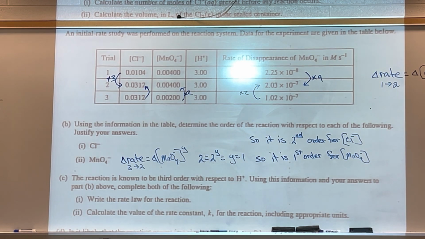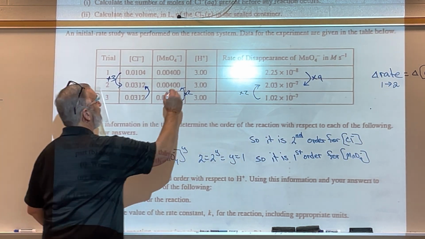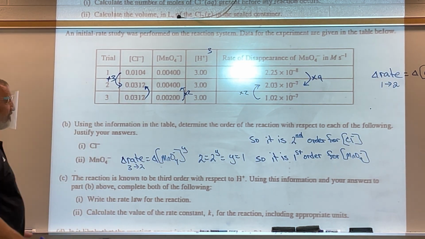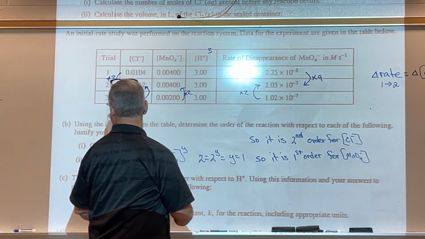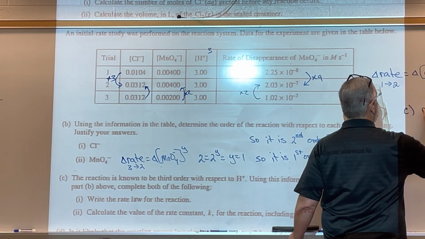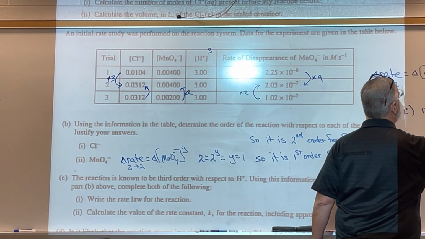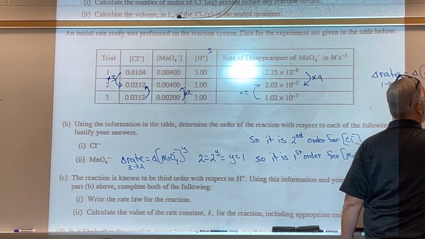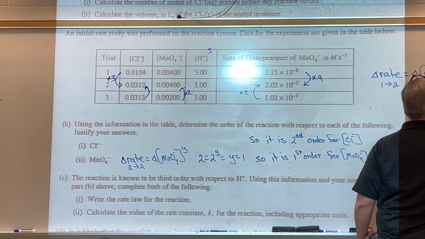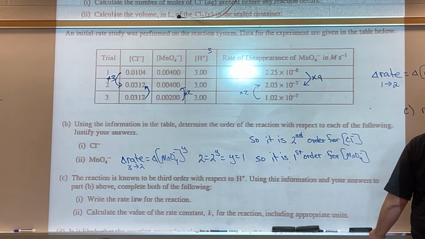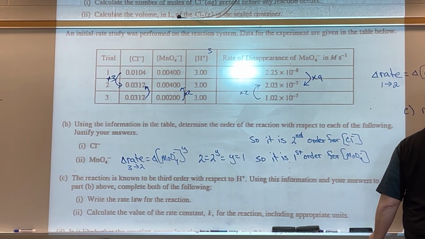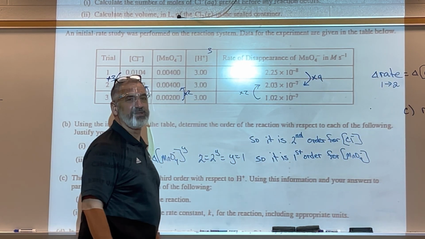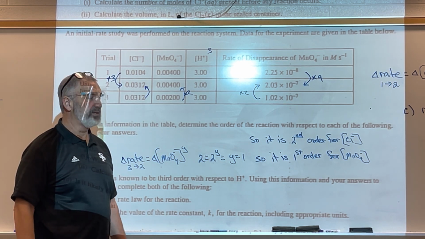The reaction is known to be third order with respect to H+. Okay? Third order here. Wow. Write the rate law. So rate, I'm going to go over here for C. What's rate going to equal? Cl minus squared times MnO4, the permanganate ion, to the first, times H plus to the third. So what's my overall order? 6. 2 plus 1 plus 3.